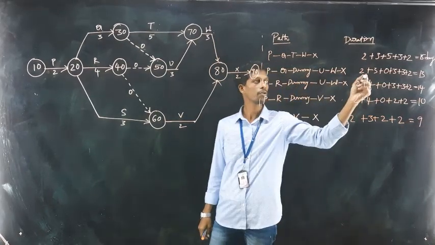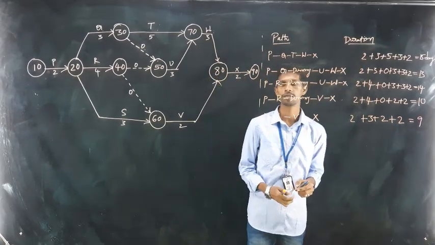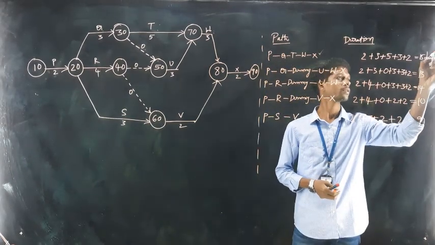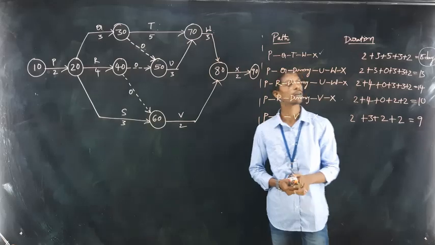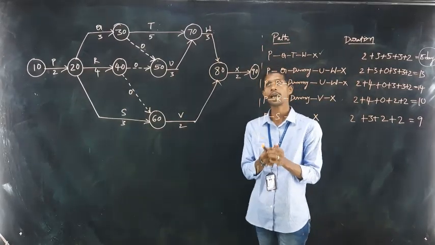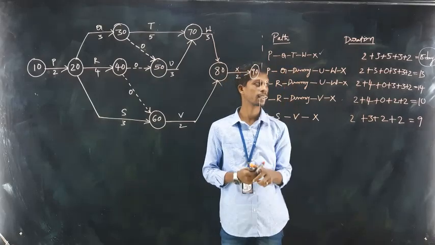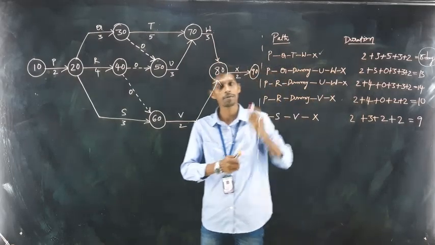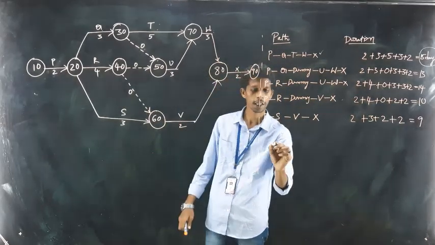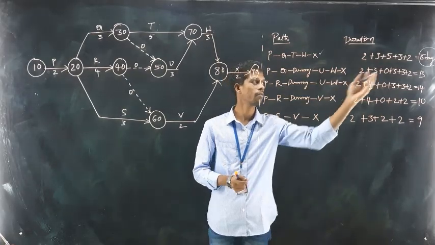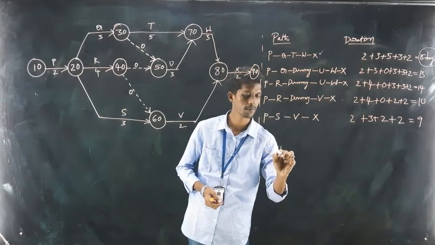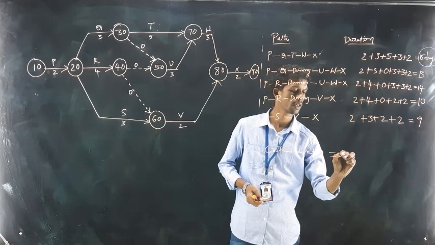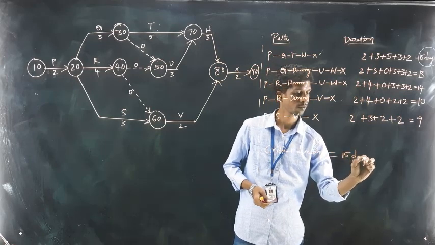What is the maximum duration among all these paths? Obviously 15 days is the maximum duration, along the path P Q T W X. That means among all the available paths determined from this network, the critical time duration is 15 days. Critical duration is equal to 15.